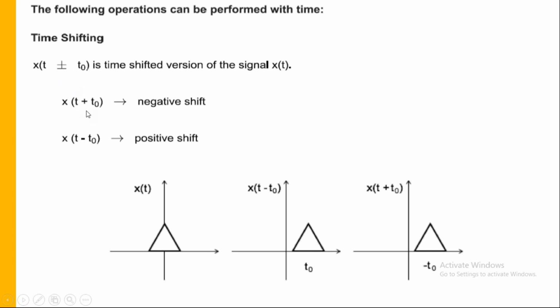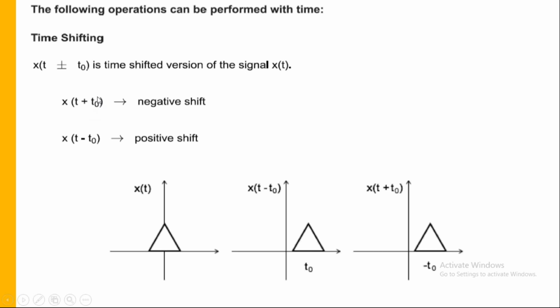If I use plus, what will happen? See, x of t plus t naught. This you can call it as negative shift. Try to understand what you mean by negative shift. And here we call it x of t minus t naught. This you call it as positive shift. It's a simple thing. Negative shift and positive shift are nothing but you take this internal term and equal to 0.